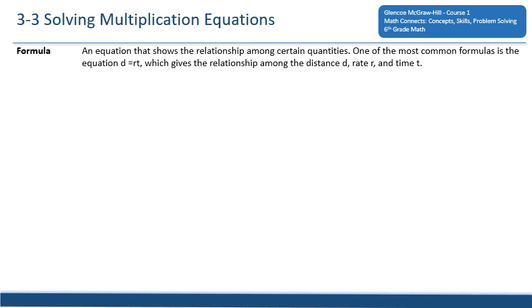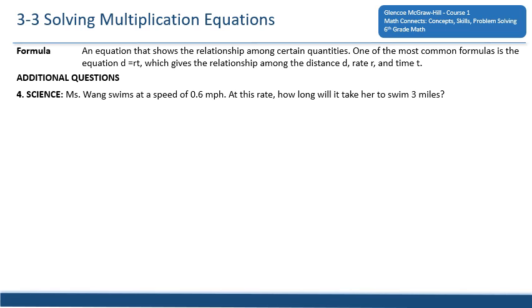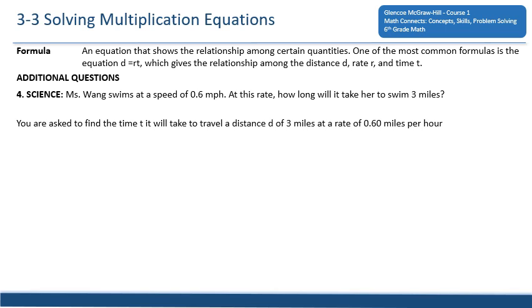A formula is an equation that shows a relationship among certain quantities. One of the most common formulas is the equation d equals rt, which gives a relationship among the distance d, rate r, and time t. Miss Wang swims at a speed of 0.6 miles per hour. At this rate, how long will it take her to swim 3 miles? So we have rate, we have distance, so we are solving for time this time. You're asked to find the time t it will take to travel a distance d of 3 miles at a rate of 0.6 miles per hour.